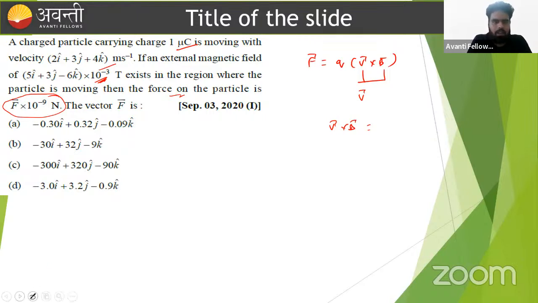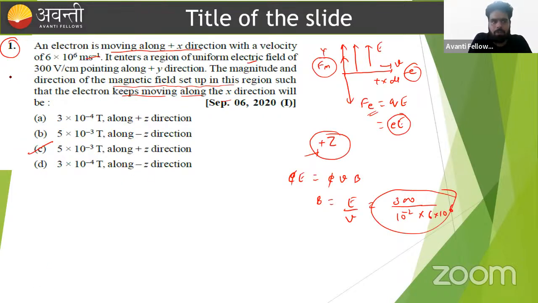Everybody knows this; you can see it in the previous slide. If you have any doubt, you can ask. Okay, beta, you can solve here. We will get this value, and we decide the direction by using the right-hand thumb rule, where we have to set the magnetic field. I hope this is clear. Okay, beta, let's move to the next.